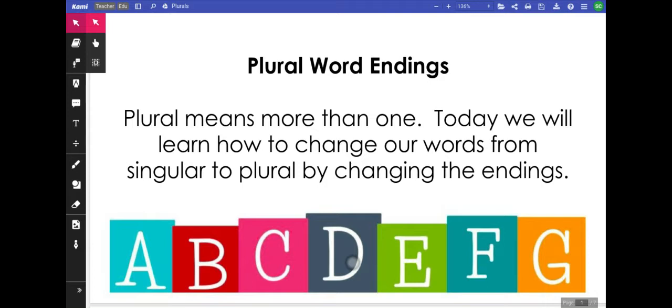In Spanish, we say plural y significa lo mismo, más que una cosa, o más que una persona, más que un lugar. Cuando hablamos de sustantivos, when we're talking about nouns, more than one is plural. So today, we will learn how to change our words from singular, one, to plural by changing the endings.